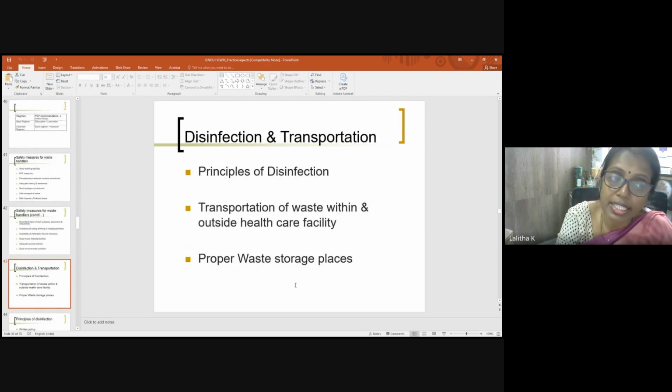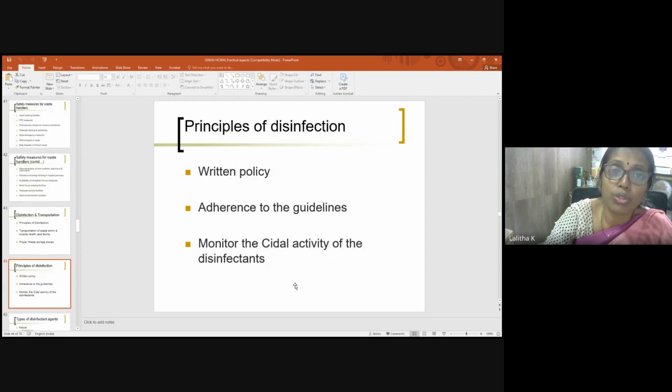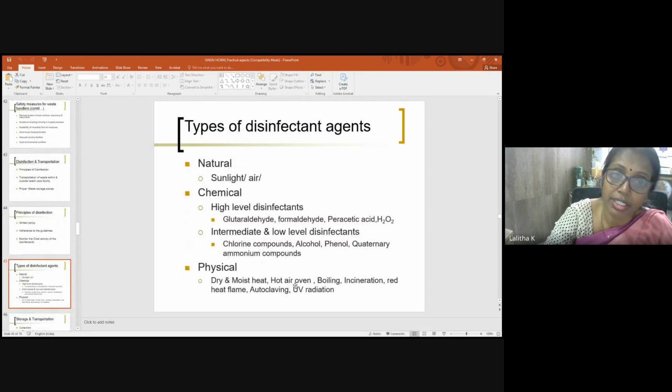Next component is disinfection and transportation. Transportation, I've already told you. For disinfection, you need to have a written policy on which disinfectants to be used for different things. You know there are so many methods. We have natural, chemical and physical methods. Natural, especially after laundry, you can sun dry it. Chemical, there are a lot of chemicals.